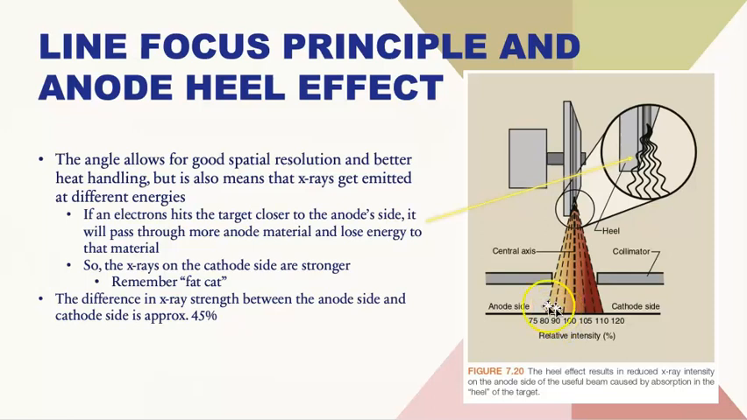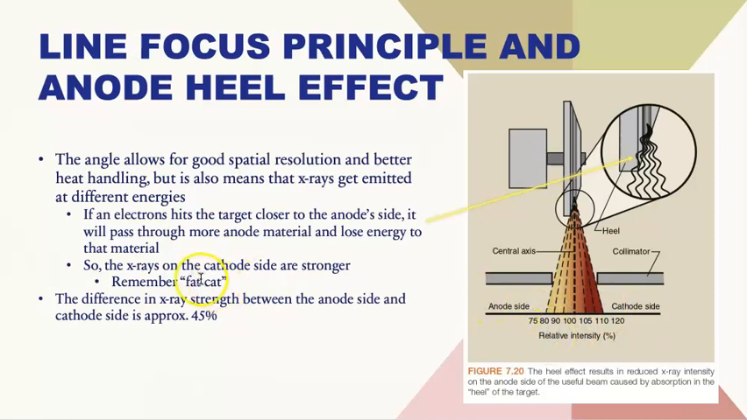What that means is we have an overall weaker radiation intensity on the anode side than over here on the cathode side, where an electron maybe hit the anode target and we have an X-ray that does nothing but head toward the patient. No interaction, more interaction with the anode there. Now the difference in strength between this cathode side of the beam and the anode side can be about 45%, so a pretty big range there.